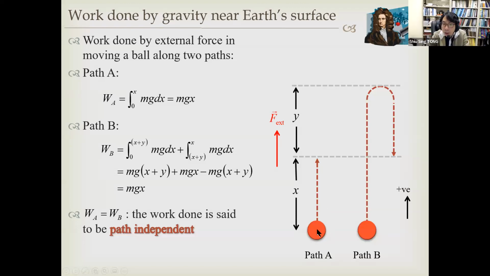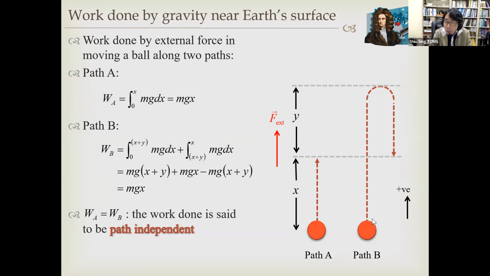For path A, I raise my apple directly to the final destination. Of course, the force of gravity is mg downwards, so the force that I need to apply is mg upwards, and I take the upward direction as positive. So I integrate mg from 0 to x, and that is my work done. Of course, that becomes mgx.